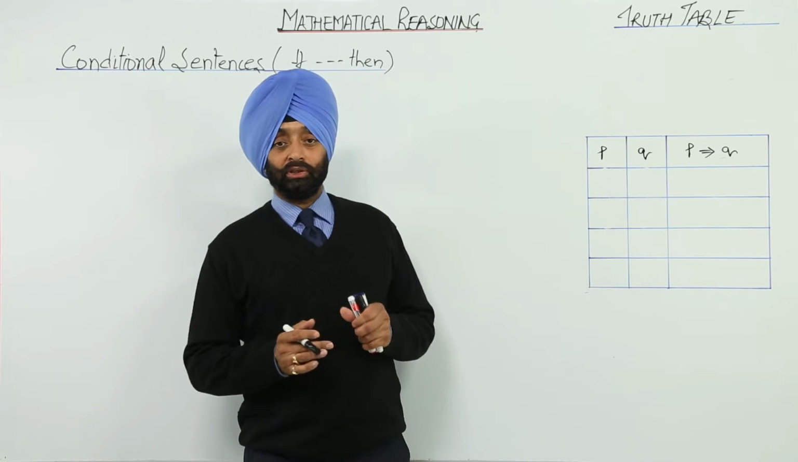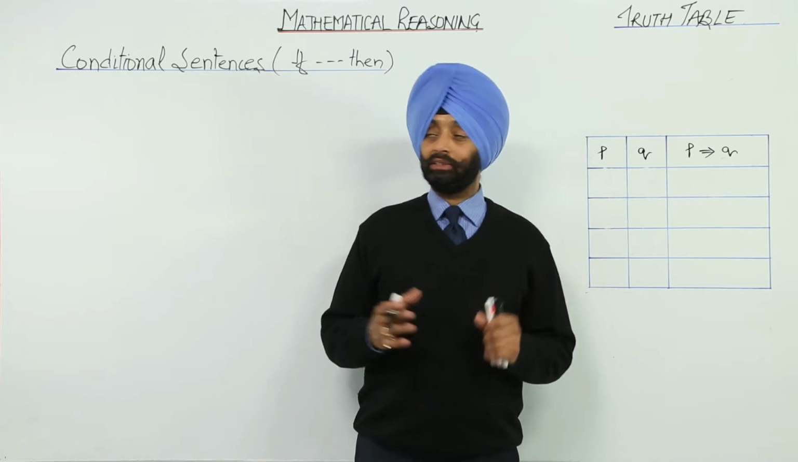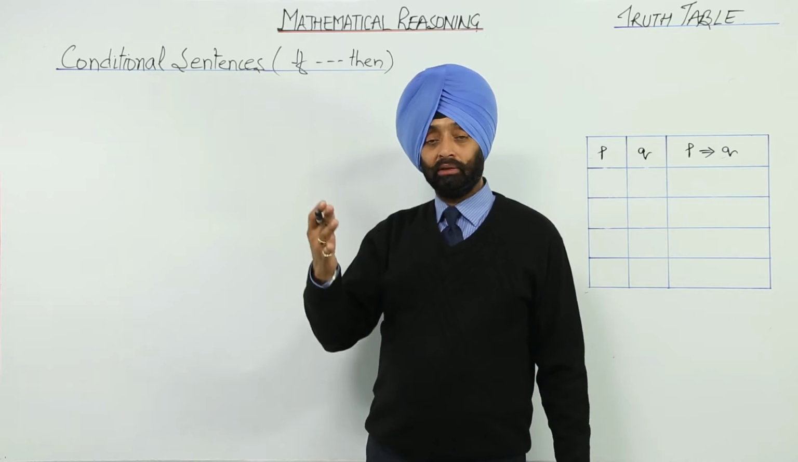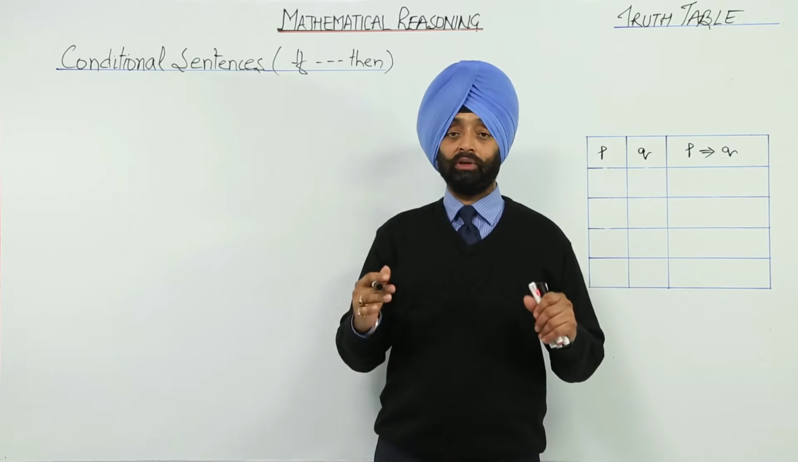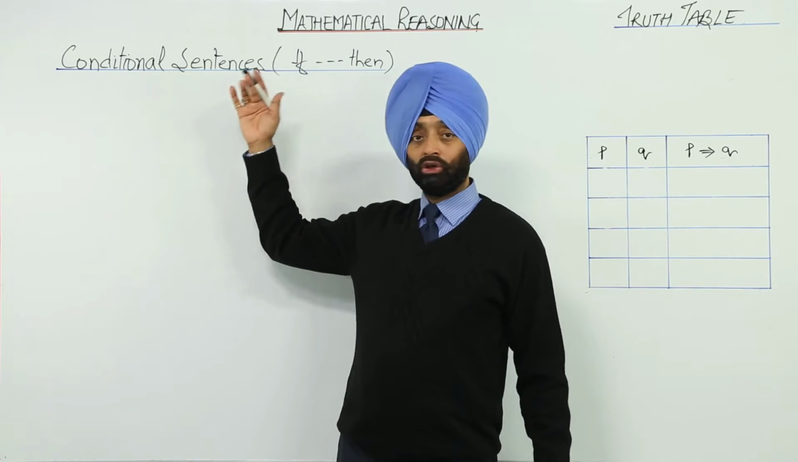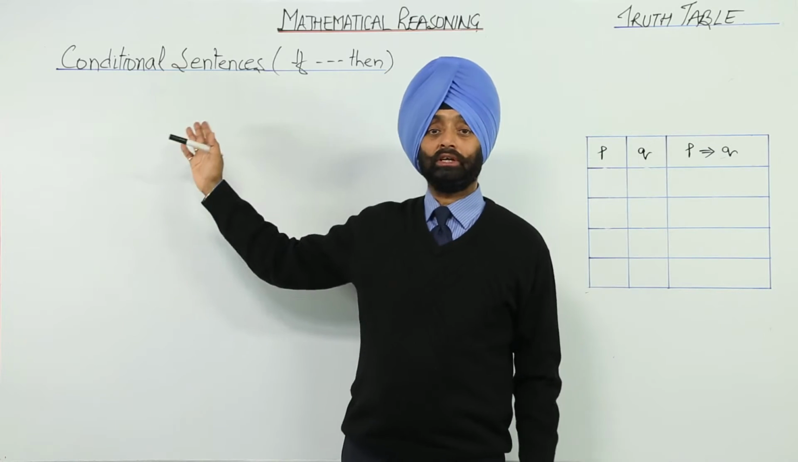Now under implication we were having two types of sentences. One was the conditional sentence, in which we used if-then, and the second was the biconditional, where we used if and only if. Okay, so let's go first with the truth table for conditional.